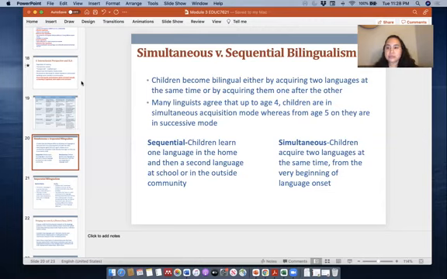But children who learn another language after 5 would be considered more of a sequential bilingualism. So children exposed to two languages up to the age of 4 would be considered simultaneous, and those who are exposed to another language from 5 onward would be sequential. I'm not sure if I said simultaneous in the beginning, but yes, up to 4 simultaneous, and then after 5, if you're exposed to a second language, you'd be sequential.